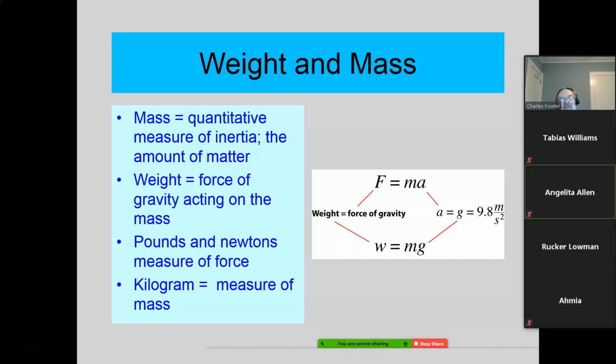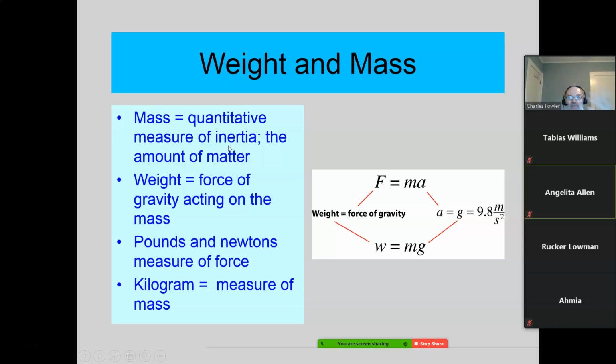You could buy so many newtons of potatoes, but they don't do it. They use the mass of potatoes. Okay. So the mass is a quantitative measure, meaning it only has a magnitude of inertia. It's a measure of your inertia.